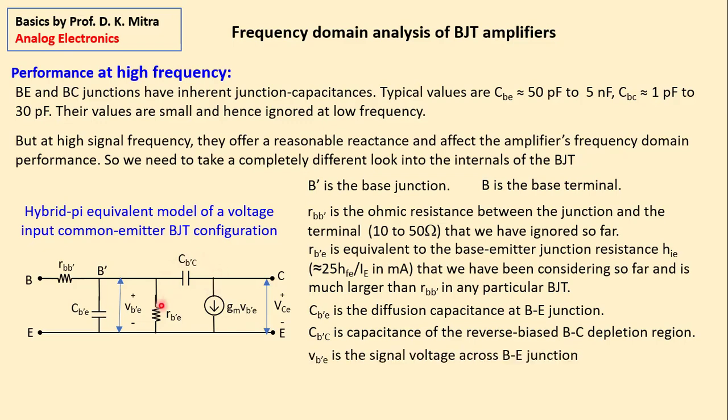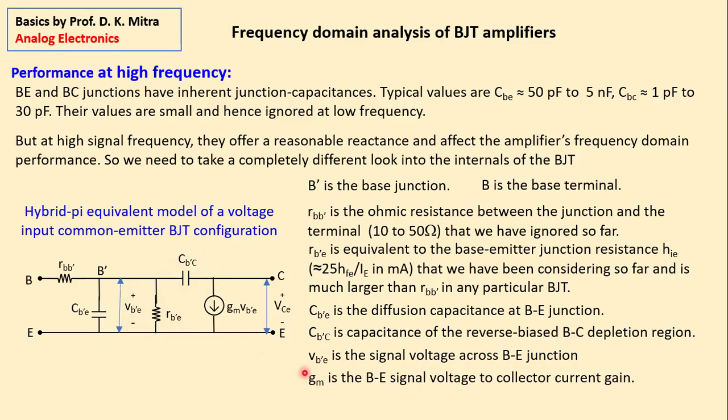And VB'E is the voltage across the base-emitter junction. These positive and negative polarities are conventional polarities. The actual value can be reversed. That will come out when we do the arithmetical deductions.